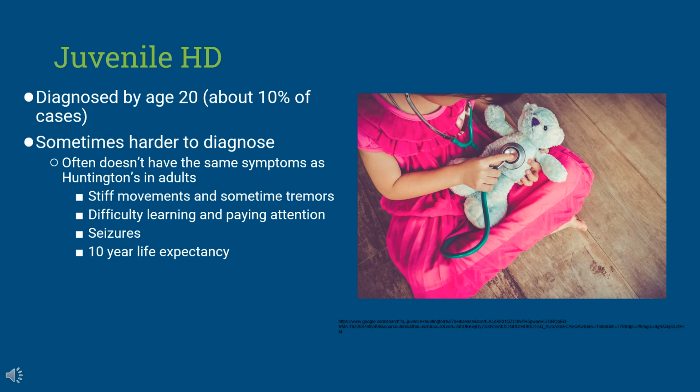Often, difficulty learning and paying attention is a big thing, which can sometimes be thought to be a different pathology. Seizures are kind of the main thing that presents for a juvenile. And unfortunately, there's only a 10-year life expectancy, which is really sad.